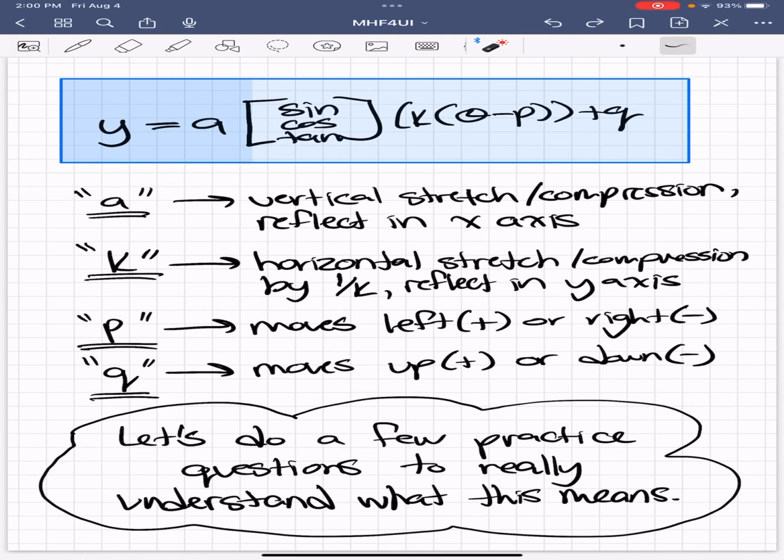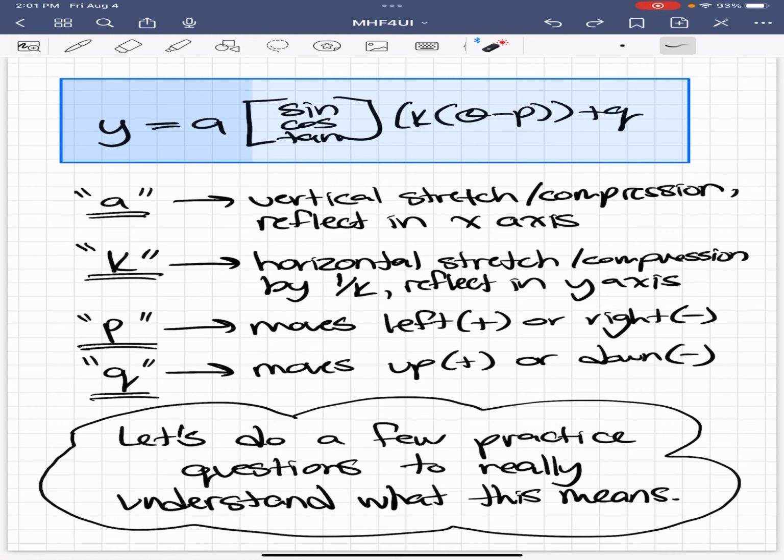P moves left or right. Again, we're going against our instincts here. When we take it out of the bracket and switch the sign, it'll tell you which direction to move it in. Again, I'll repeat that. If you take the P out of the bracket and switch the operational sign, it will tell you which direction to move it in. But I have them written down right there. If it's a plus sign, you're moving left, or a minus sign, you're moving right. And Q moves up and down. That is self-explanatory because plus means up and minus means down.